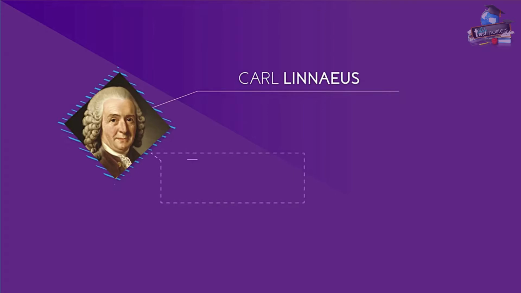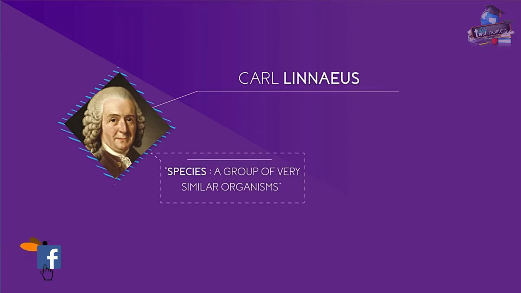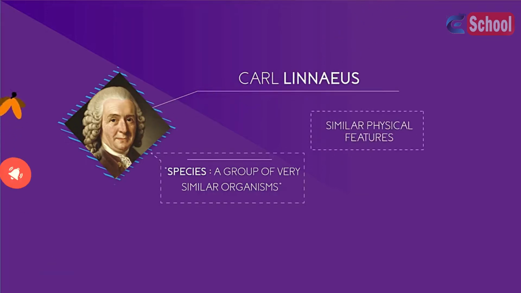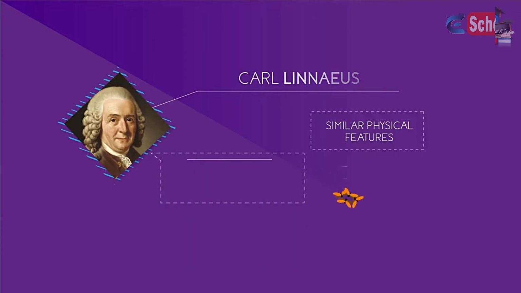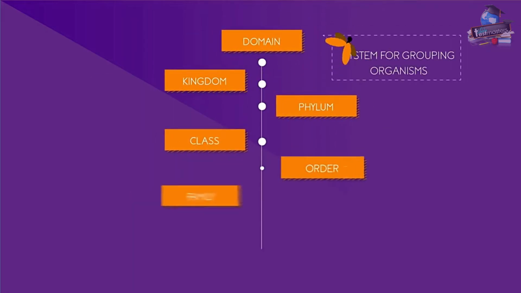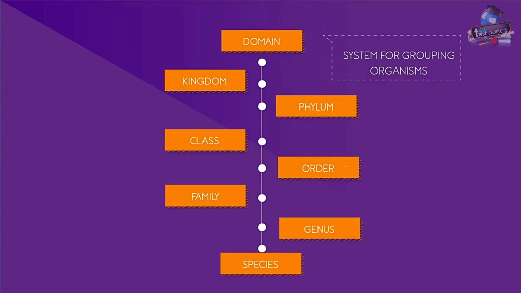Linnaeus was interested in classifying all living things, and he came up with a system for grouping organisms and identifying the relationships between them based on their physical features. His system placed organisms with the most similar characteristics together in a group he called the species. This species group was then incorporated into ever larger groups based on shared physical features, right up to the level of domain, kingdom, phylum, class, order, family, genus, species.